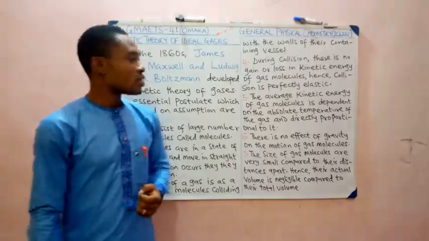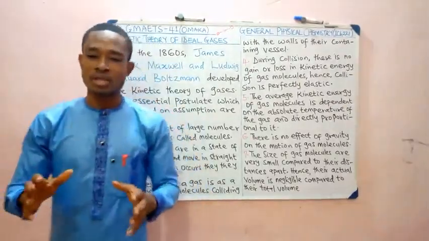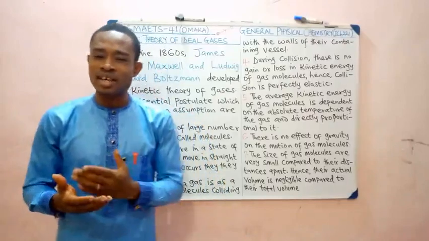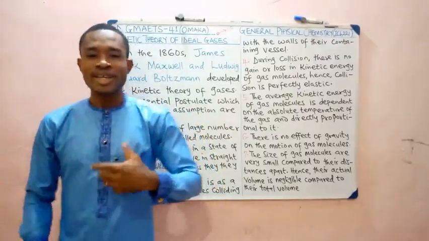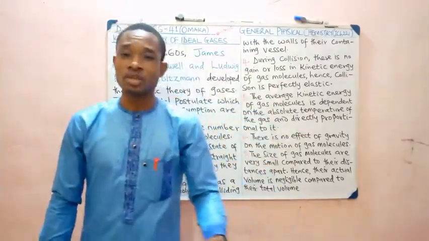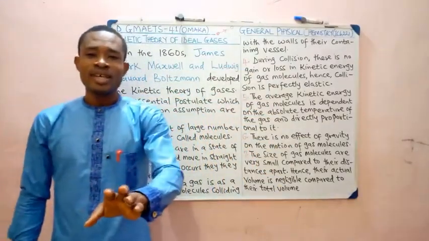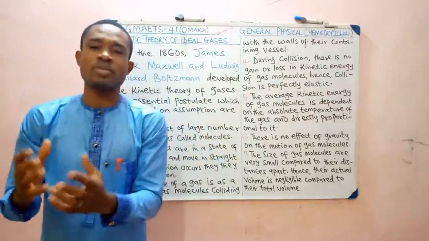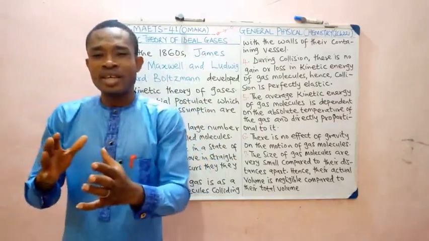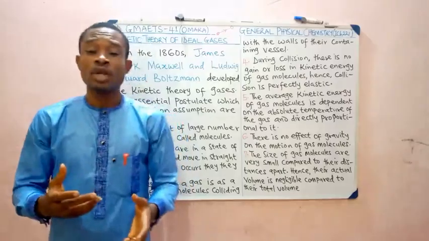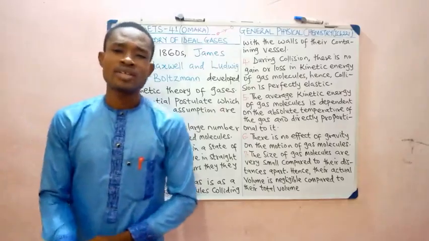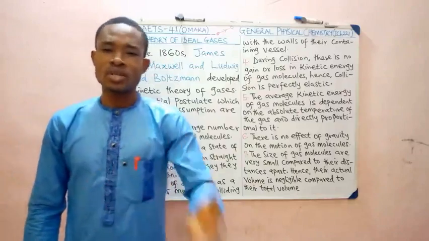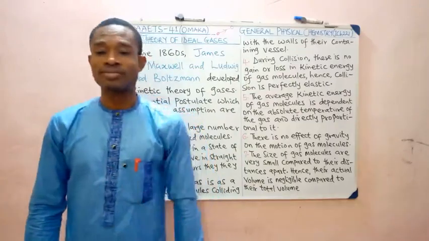The fourth one is that during collision there is no loss or gain in kinetic energy. That simply means that the kinetic energy before collision and the kinetic energy after collision are equal. Now, let's just think about this. What is likely responsible for the kinetic energy before and after collision being equal? That is only possible if the velocity before collision and the velocity after collision are equal.